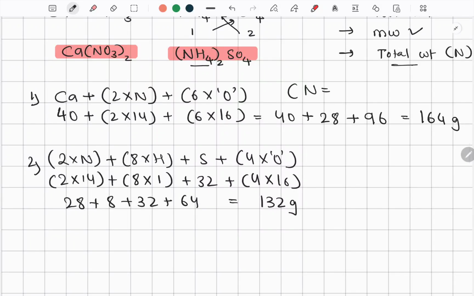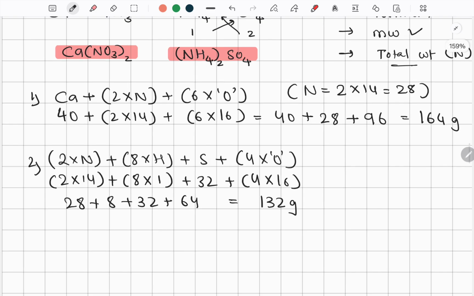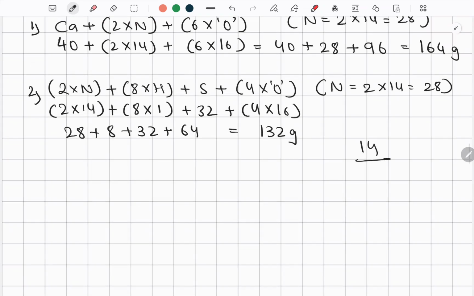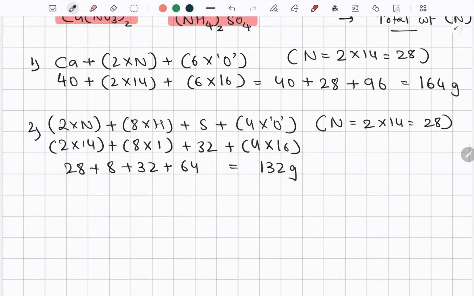So the total weight of the nitrogen in the calcium nitrate would be 2 into 14, which will be 28. Perfect. Now what about the ammonium sulfate? Again, in the ammonium sulfate also we have two nitrogen atoms. How? One ammonium, second ammonium, and one sulfate. So one nitrogen, two nitrogen. So again the total weight of the nitrogen in the ammonium sulfate is going to be 2 into 14, which would be 28. Never ever put only 14 as the atomic weight. We need the total weight and not the weight of the single element.